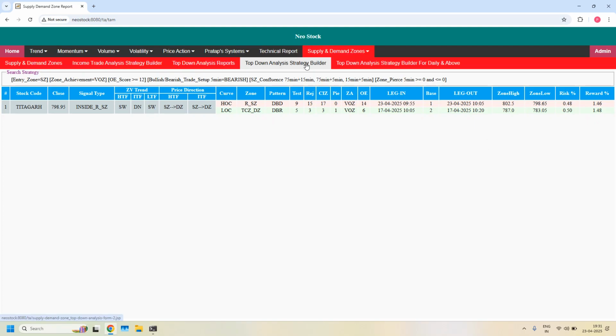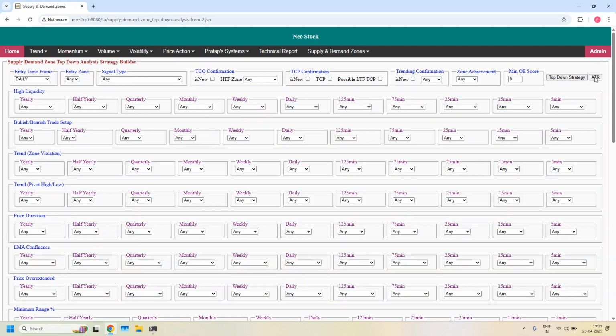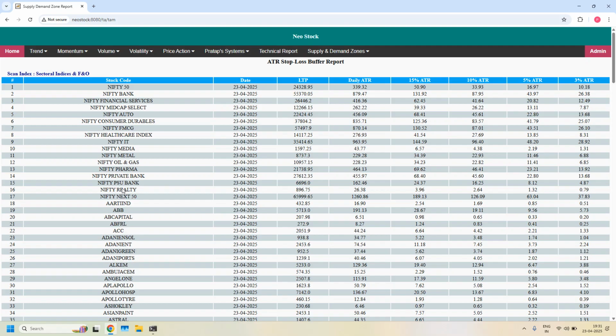And in the final report, let us generate stop buffers based on daily ATR. The first 17 in this list are indices, the remaining are all equity stocks. So I'm scrolling the list down. Whichever stock you want to refer to, pause the video there. After that you can proceed further. Scrolling the list down.